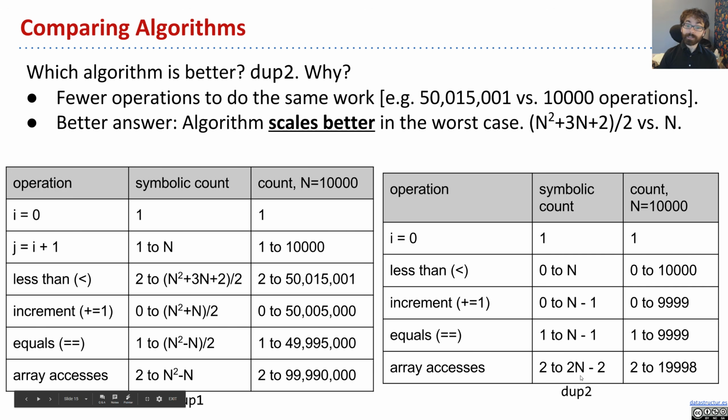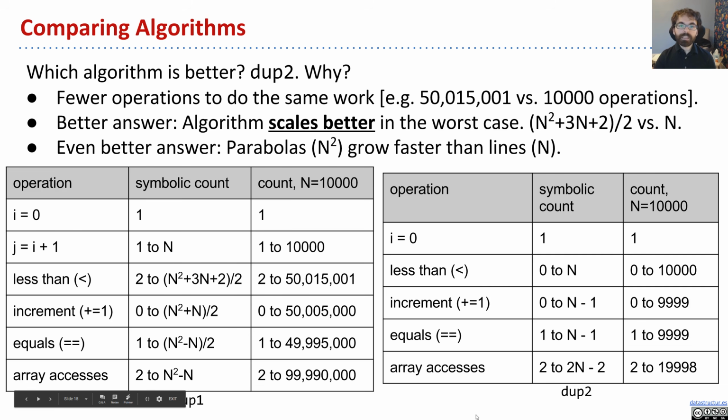I'd say a better answer is, well, the algorithm scales better. This n squared plus 3n plus 2 over 2, that seems worse than just n, right? It's more general. But I'd say an even better answer, maybe a little vaguer, but I think this is really what it boils down to. The most important point here is that parabolas, n squared, or quadratics, they grow faster than lines. And that's what we mean by scale.